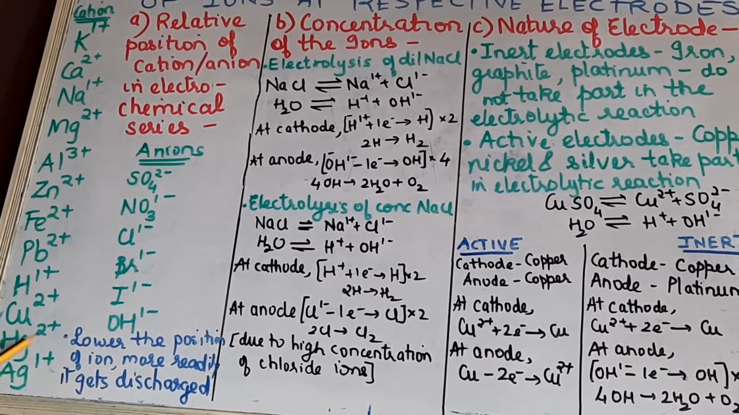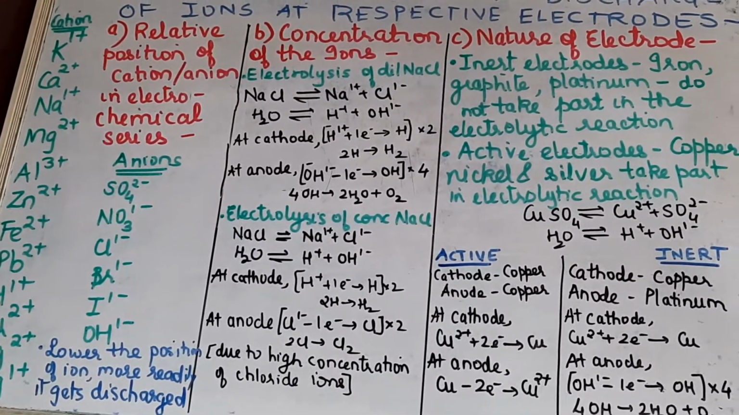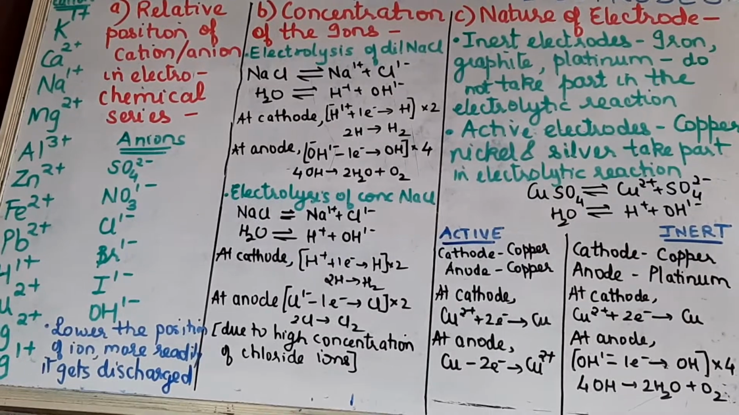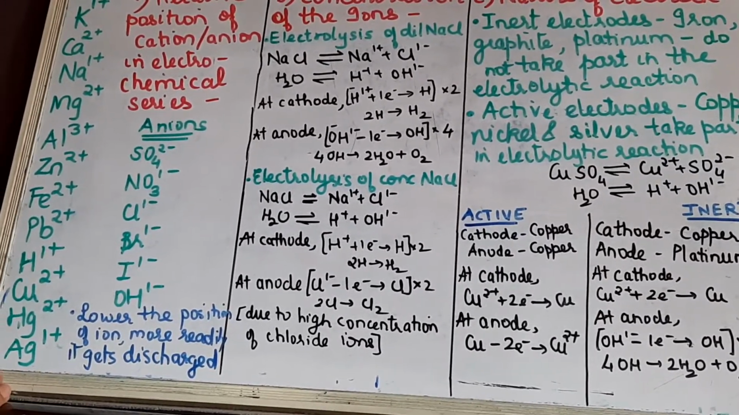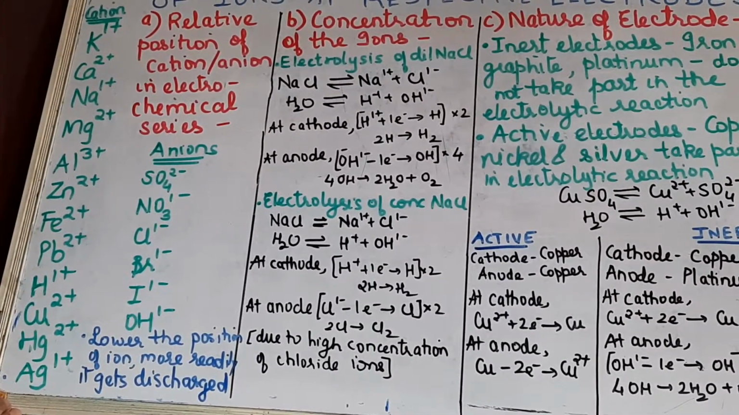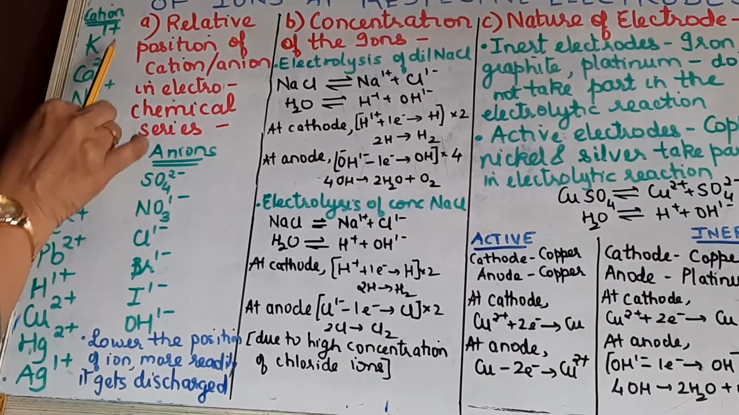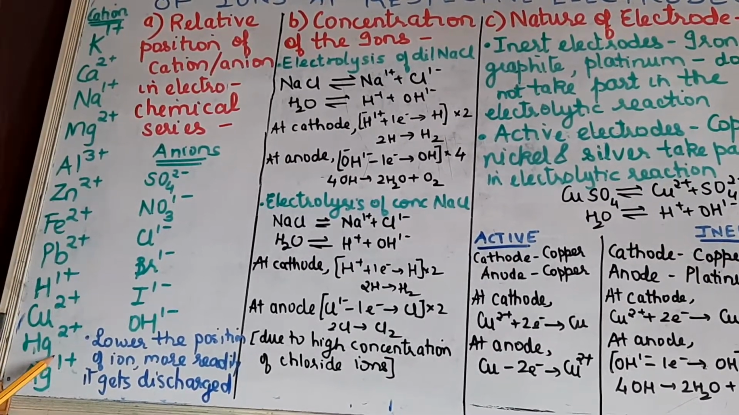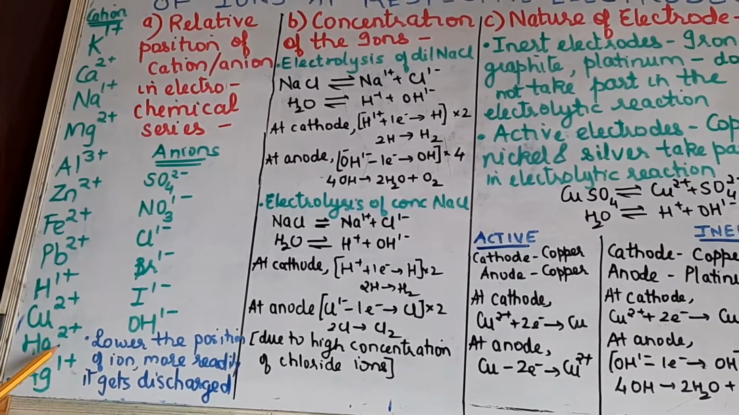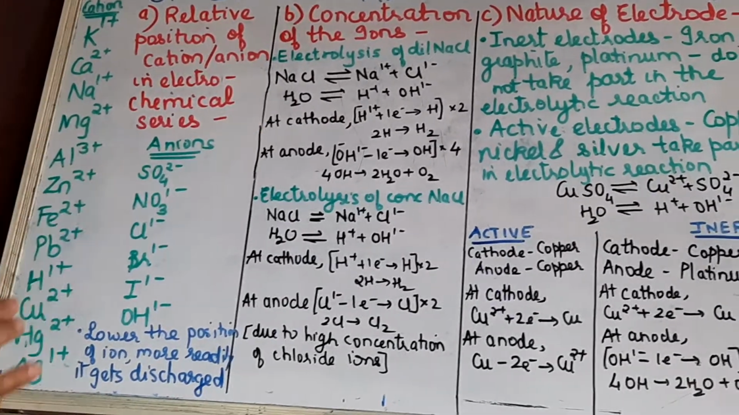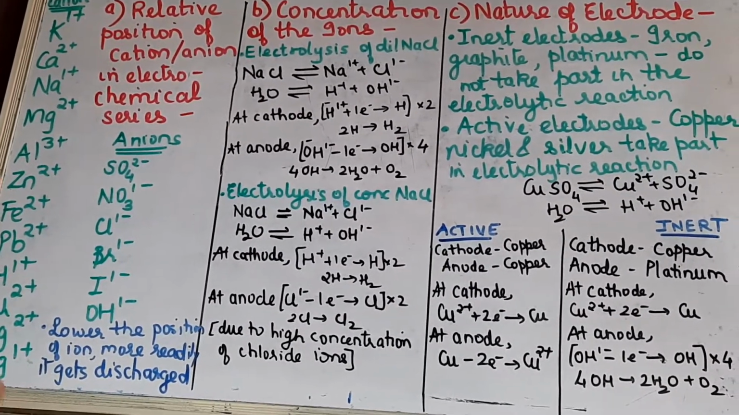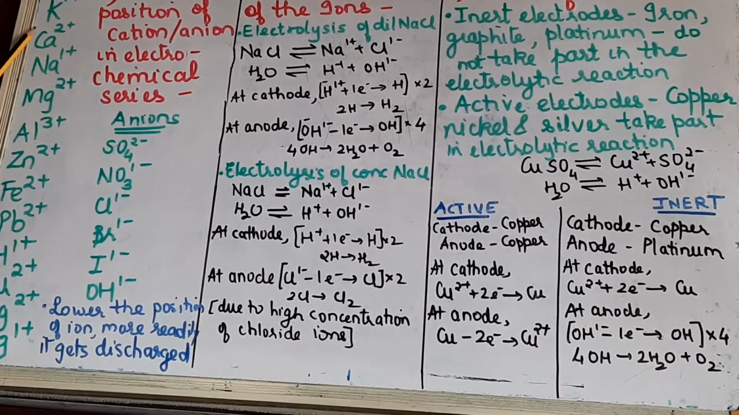Is it clear? You have to remember that the lower the position of the ion in the electrochemical series, the greater its tendency to get discharged into neutral atoms. You have to remember this electrochemical series, it's very important. Generally, objective questions are asked based on this entire topic. So this is our electrochemical series for cations.